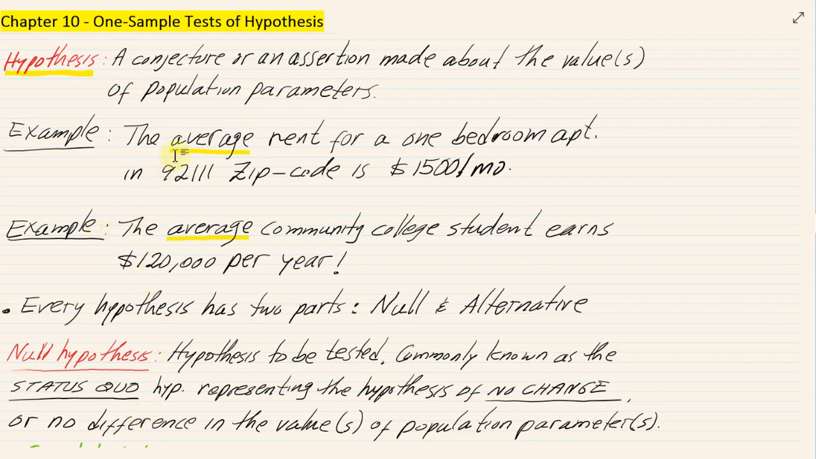So for example, in my two examples I have here, these would be considered the statement of the null hypothesis, because I made this statement and perhaps somebody may want to challenge it, they may want to test whether my statement is true or not. So these two are both examples of null hypotheses.